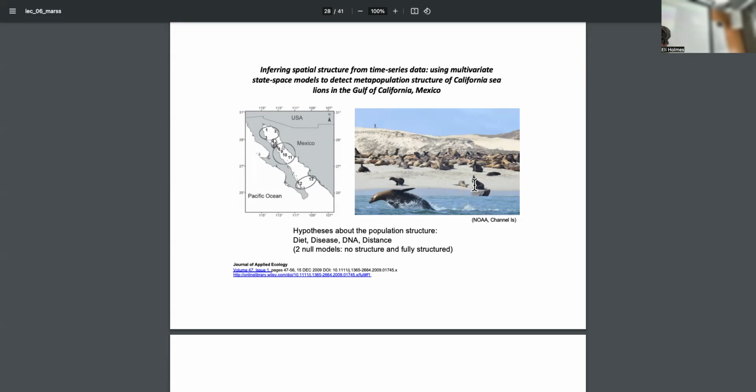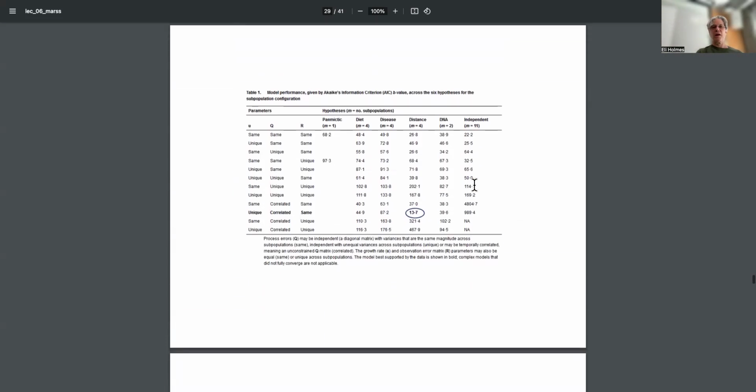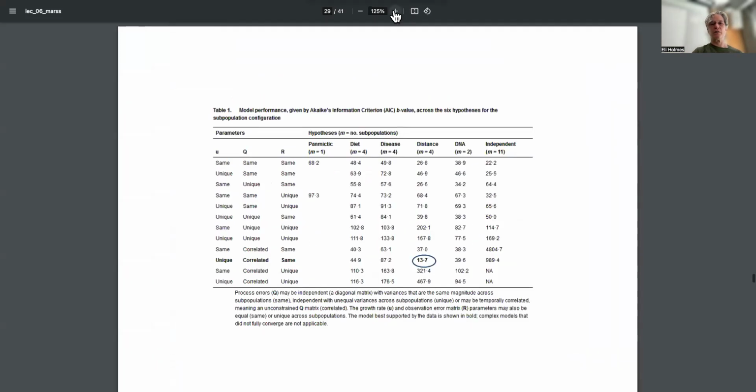So it's like ones that are farther apart are more different. And then two null models. This one is fully structured, meaning that each of them is its own subpopulation. They didn't think that, but that was one of the null models. And then at the other extreme, we can just treat this as one big panmictic population of sea lions. So they wanted to test those. And let's make this a little bigger here.